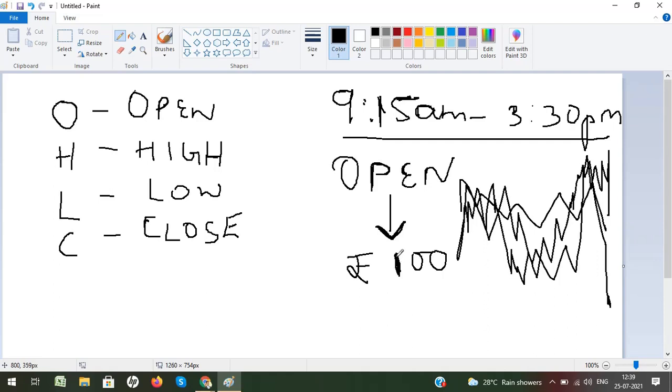Market forces determine what the stock price has to be, where it has to go. It has to go up or it has to go down. So it's the market forces that matter a lot in the stock market. Once it opens at 100 rupees, it could stay at 100 or it could go up, it could go down, and it could close at a certain price level.